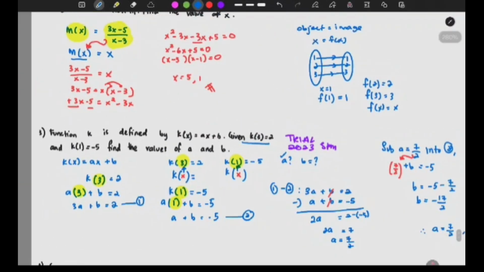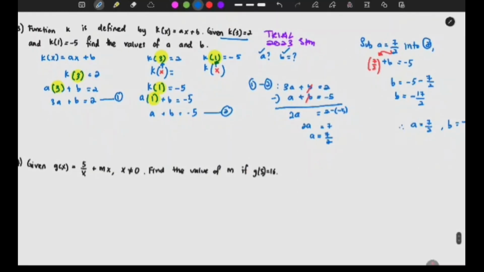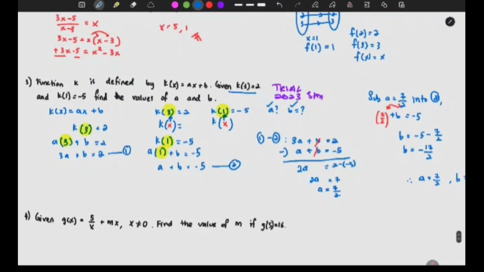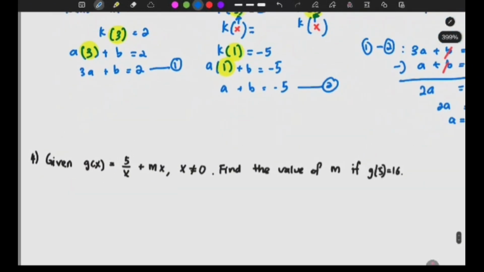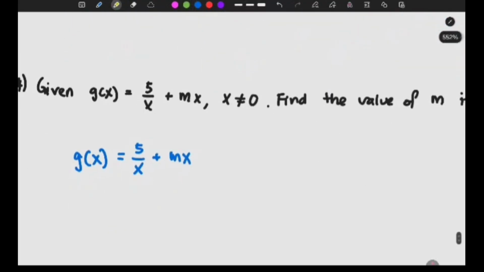They say g(x) is equals to 5 over x plus mx. And they say x cannot be equals to 0, which is true. Again, as I say, your denominator cannot be equals to 0. If it's equals to 0, you get math error, so it cannot be equals to 0. And they say find the value of m, which we don't know. And they say g bracket 5 equals 16. They give us a clue there.